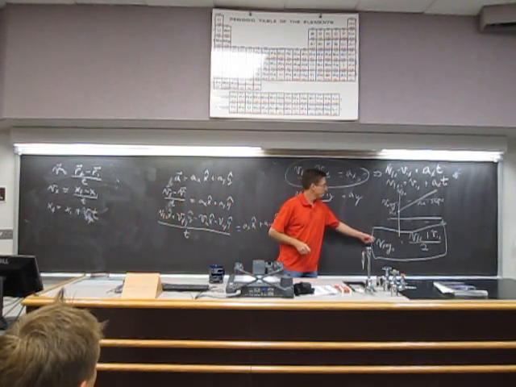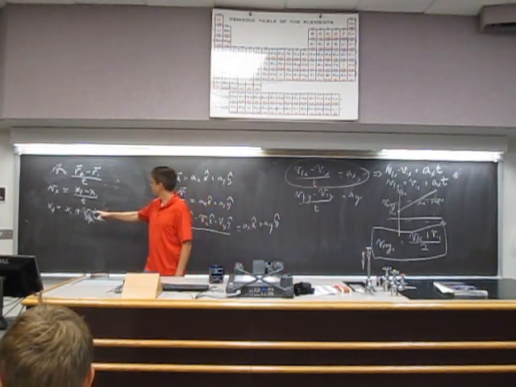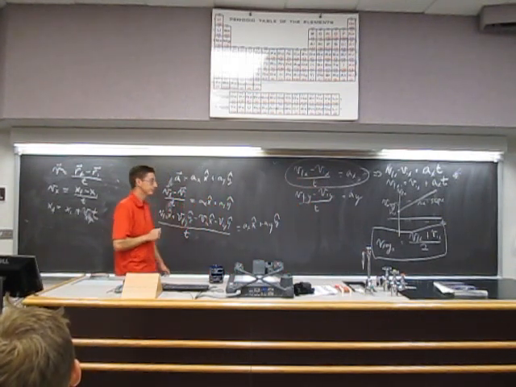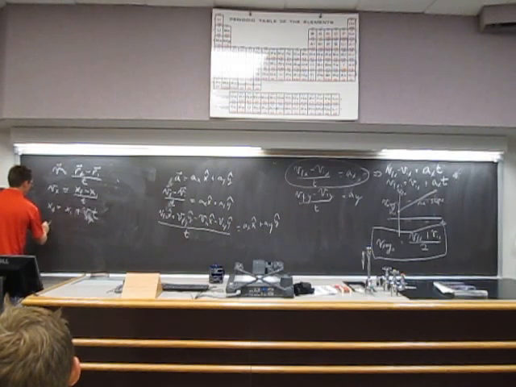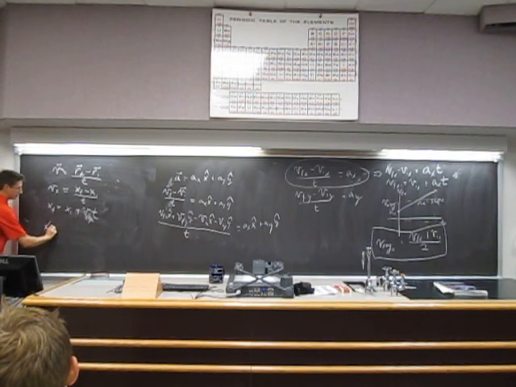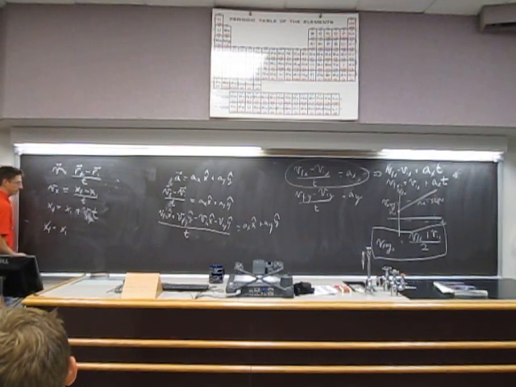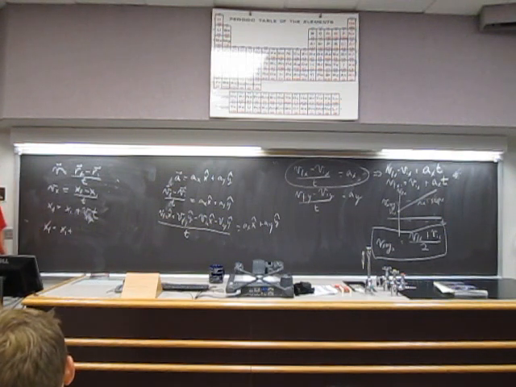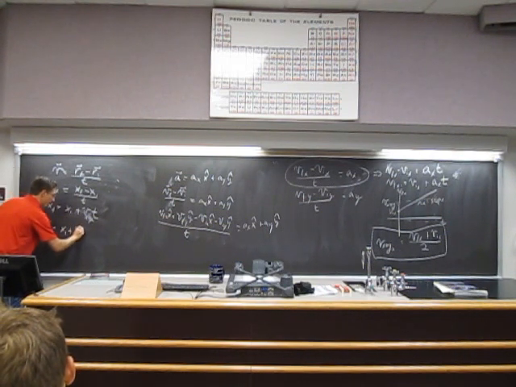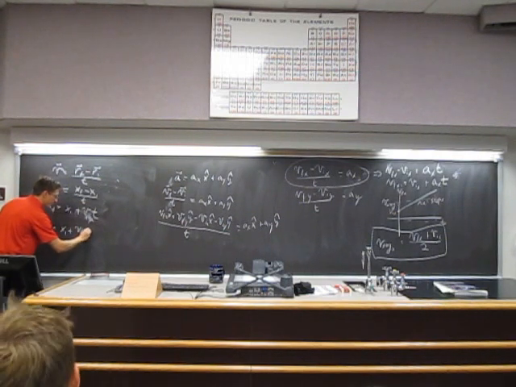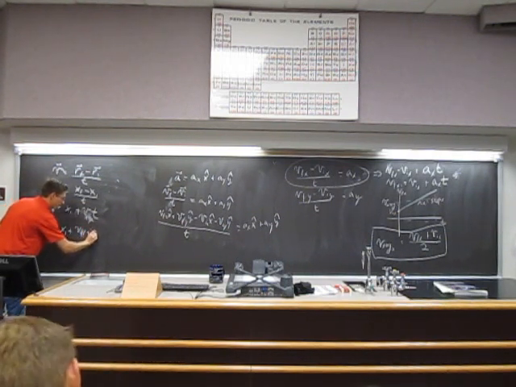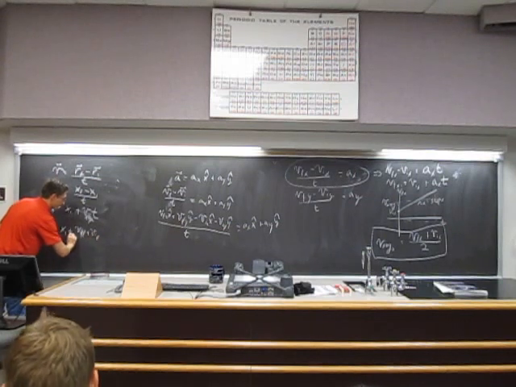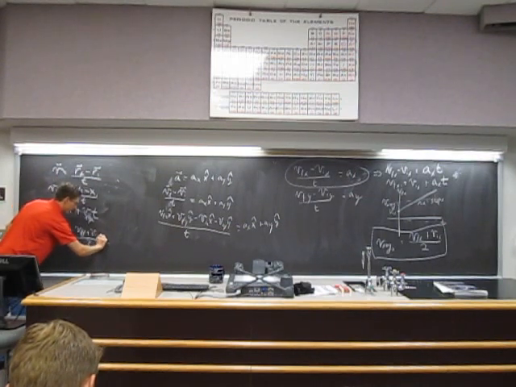And I'm going to take this and plug it into here. So I'd get that the final x position is equal to the initial x position plus the final velocity plus the initial velocity divided by 2 times the time.